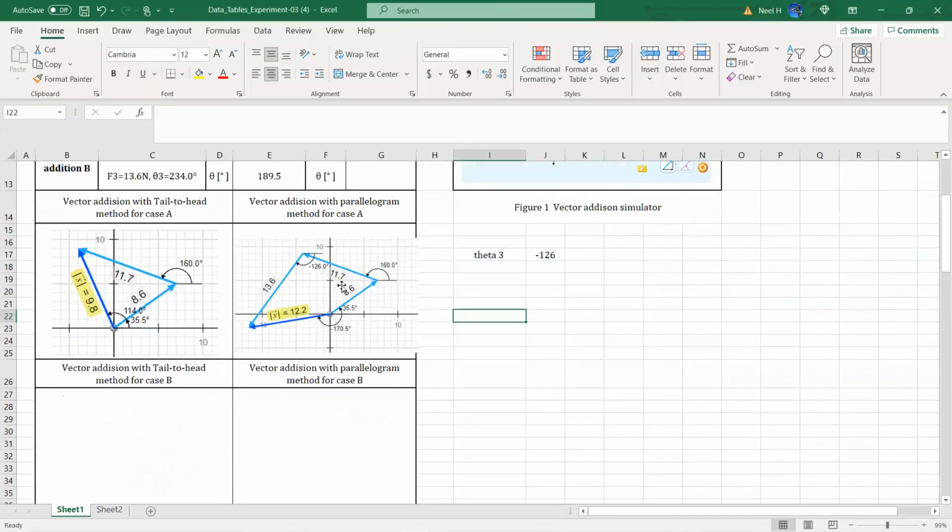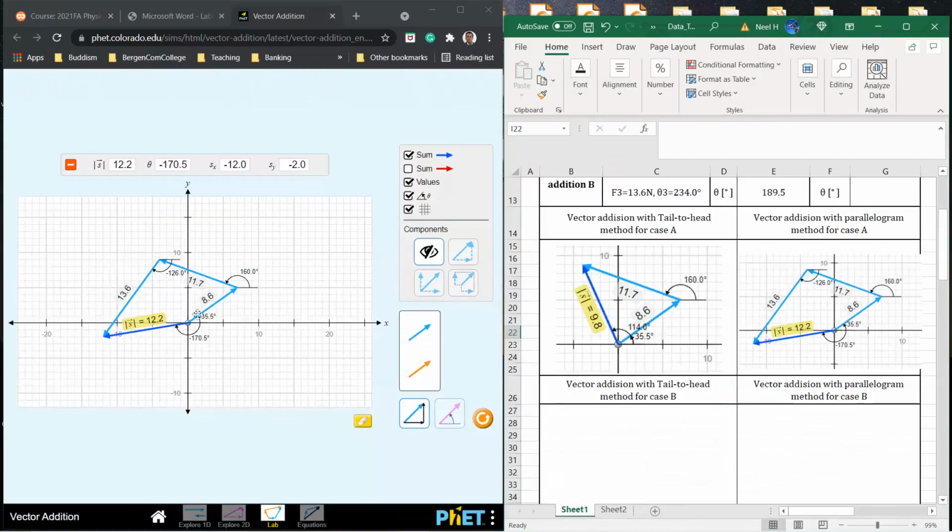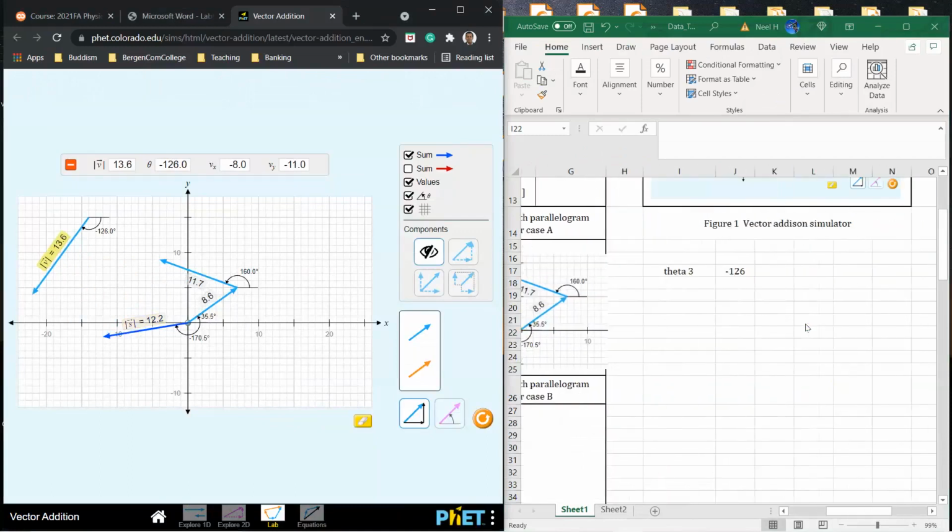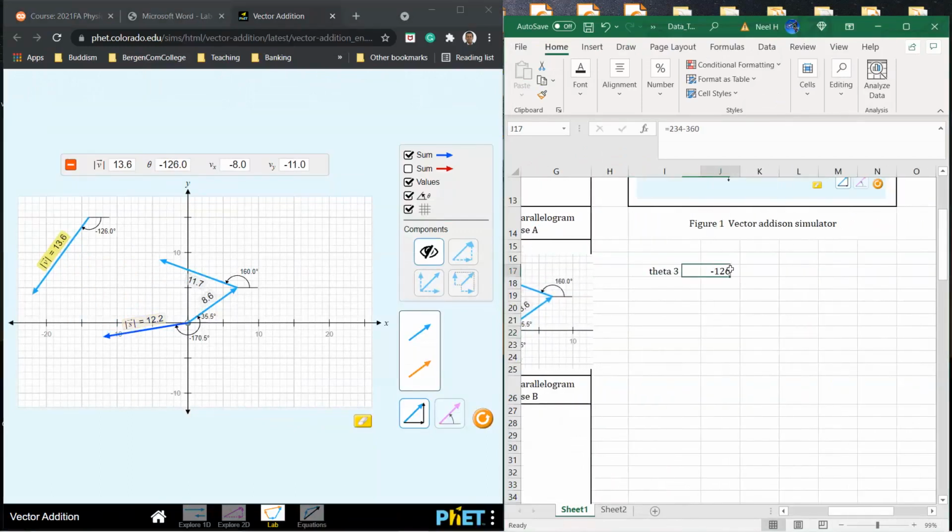So I had the two vectors initially, right? So I keep those two vectors as they are, first vector and second vector. Then at the end of that, I draw the third vector, which is 234 degrees positive. But actually the simulator does not show you that. It's showing you the negative angle. To find it out, you subtract 360. Theta 3 is actually negative 126. So I draw that vector at the end of the second one. Then you click on the sum, and that will show you the resultant, okay?